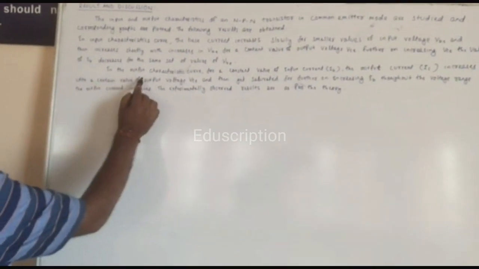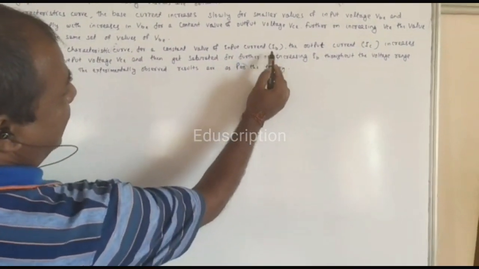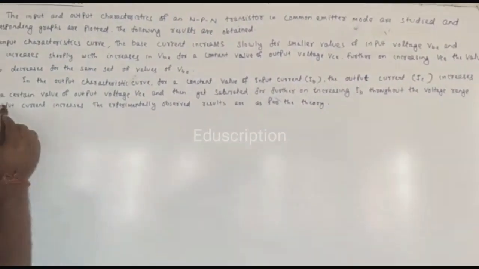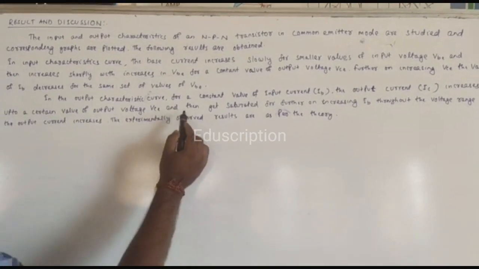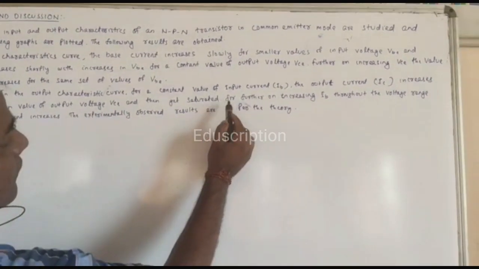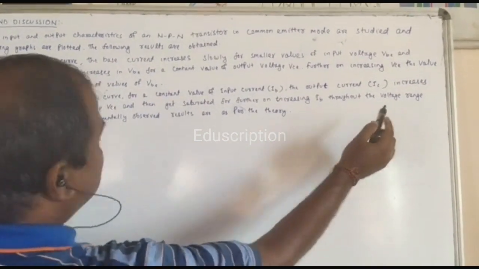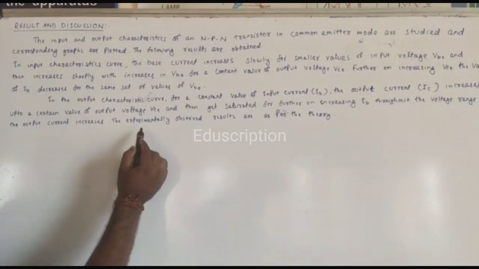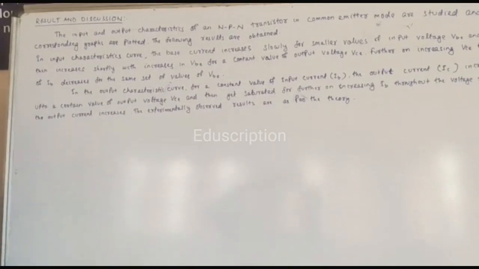Then in the output characteristic curve, for a constant value of input current, that is IB, the output current IC increases up to a certain value of output voltage VCE, and then gets saturated. On increasing IB, throughout the voltage range the output current increases. The experimentally observed results are as per the theory.